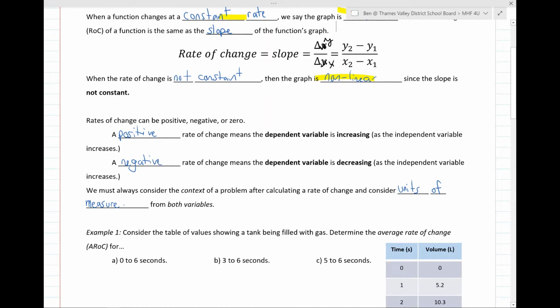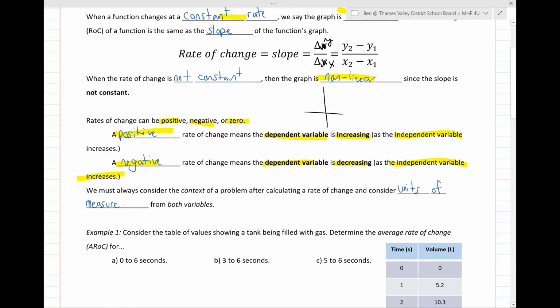Rates of change can be given. They can be calculated or found to be positive, in which case, if it's a positive rate of change, it means our dependent variable, and usually that's y, is increasing, as our independent variable, that is x, increases. Our rate of change can be negative, and in that case your dependent variable is decreasing, so it's going down as your independent variable again increases. And if you have a zero rate of change, then your dependent variable is not changing as your independent variable increases.